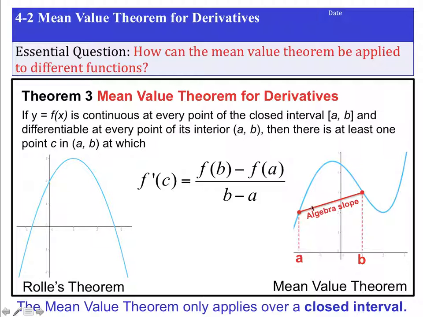So if you can picture this line scooching upward, it's going to be tangent to the curve at about this location C. So that's got to happen at least once. That's a guarantee as long as the function is continuous and differentiable. In other words, continuous, we can't lift our pencil. Differentiable, in other words, no cusps and corners on the interior. This is going to happen at least once.